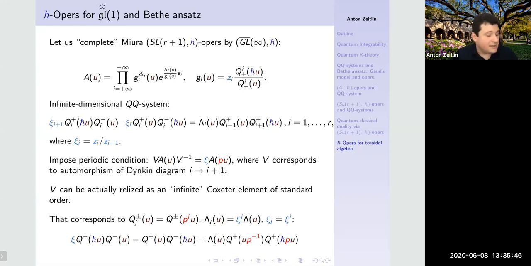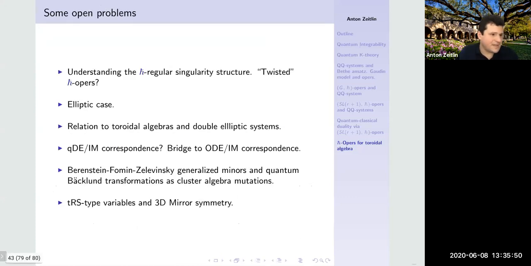So, okay, so let me finish with putting some open questions. So first is this regular singularity structure, H regular singularity structure. So remember that we had this ADE case, which was in line, but there was disagreement between Bethe ansatz equations and opers, which we had beyond the ADE case.